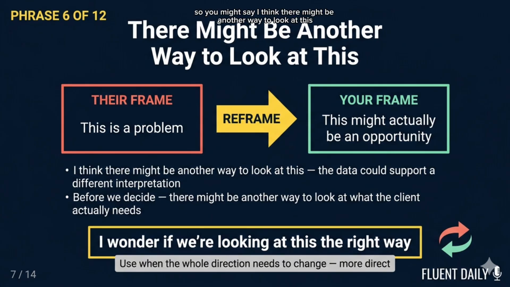So you might say, I think there might be another way to look at this. Instead of seeing it as a problem, could it actually be an opportunity? Or, I think there might be another way to look at this situation. The data could support a different interpretation. Right. Or if you need to stall a bad decision, you say, before we decide, I think there might be another way to look at what the client actually needs here. What if the group is just sprinting in the wrong direction and you need to be bolder? Then you can say, I wonder if we're looking at this the right way.